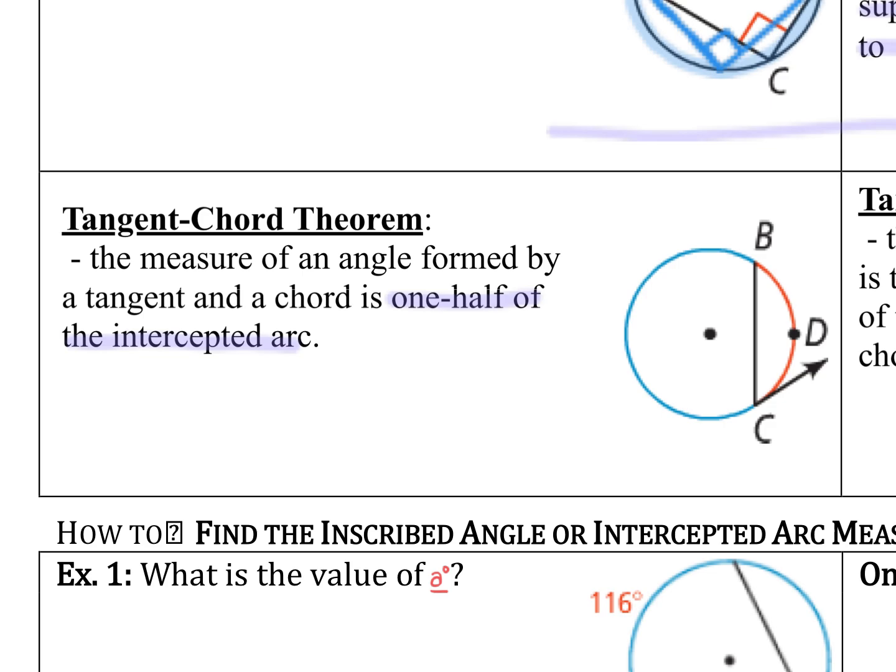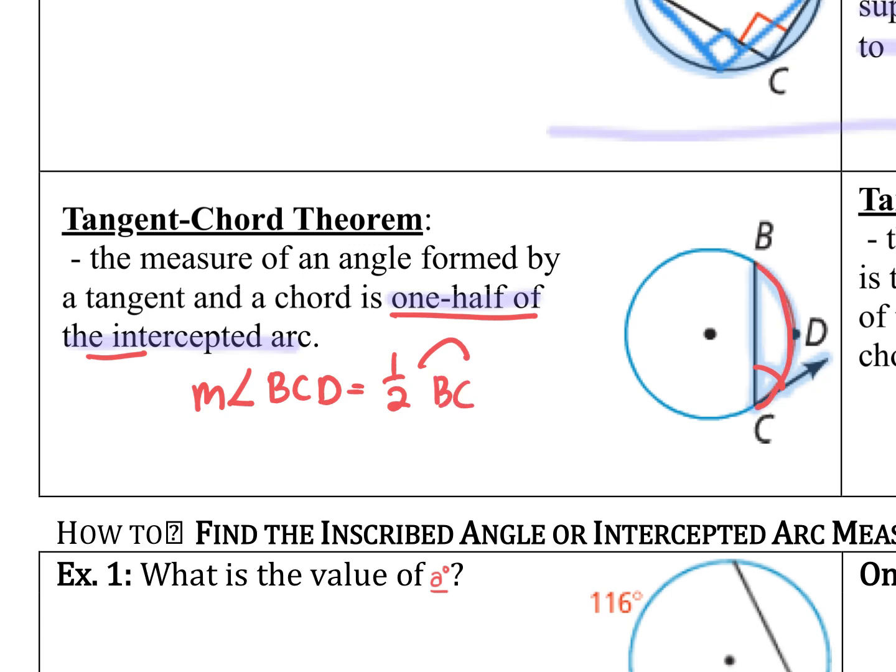Let's look at this part. We can see that the red part is what you call the intercepted arc by a chord BC in here, and there is a tangent ray that's creating an angle in here. If we're going to find the measurement of this angle, angle BCD, according to the theorem, it's going to be one half of the intercepted arc, and the intercepted arc in here is arc BC.